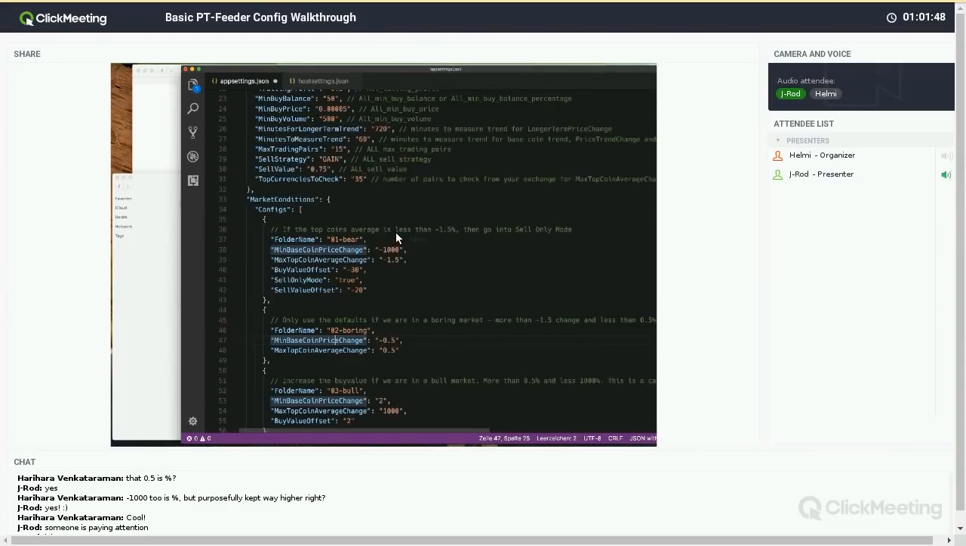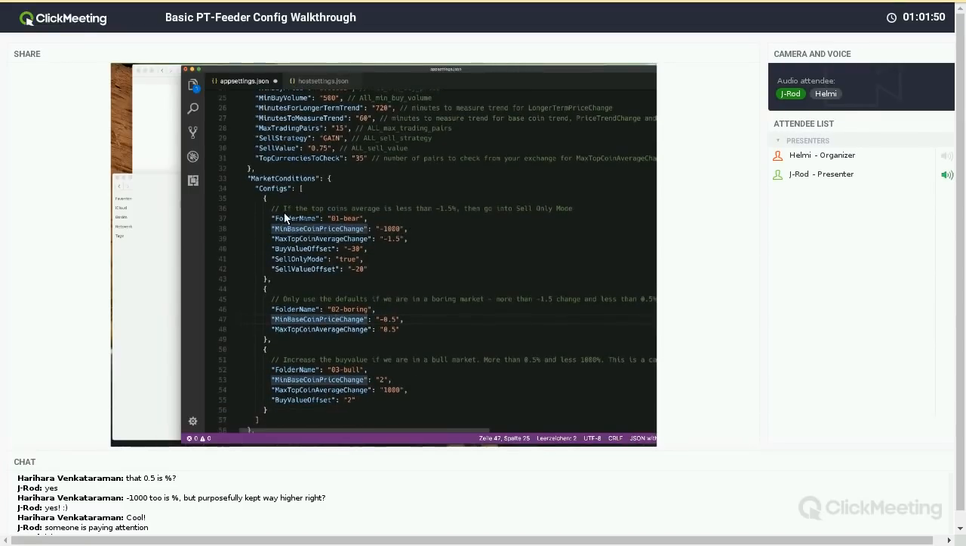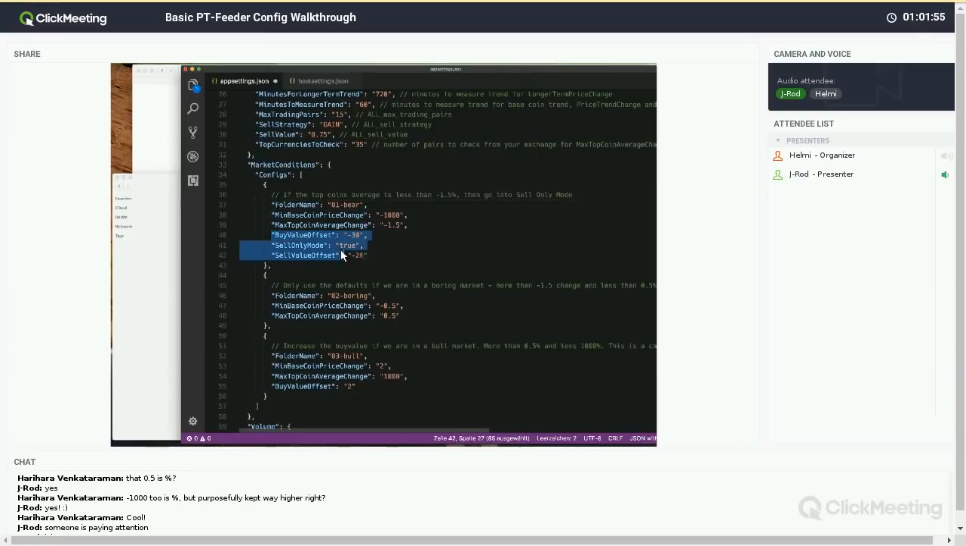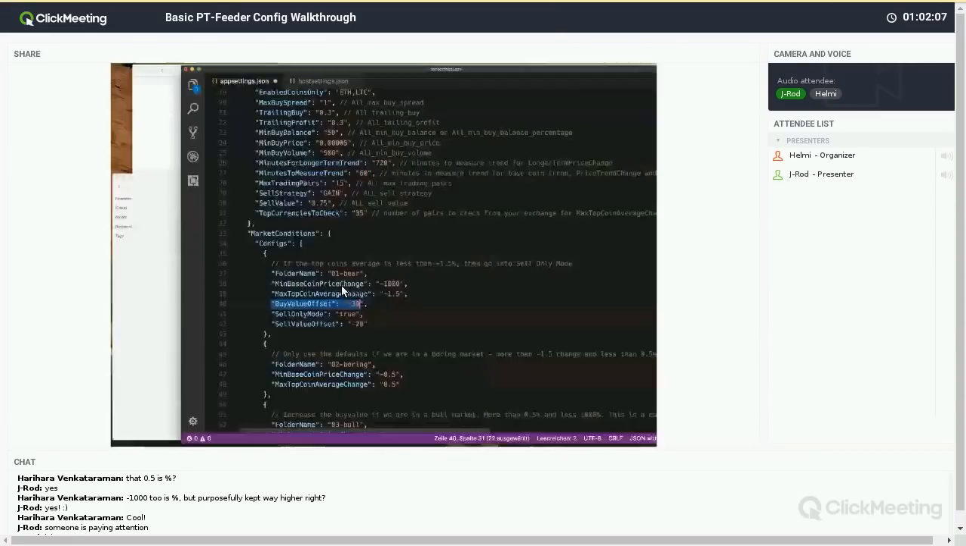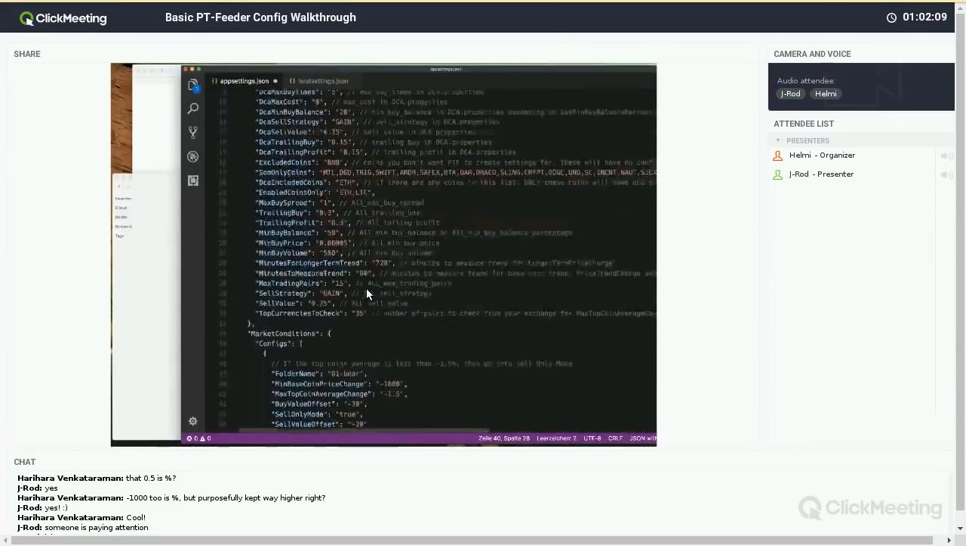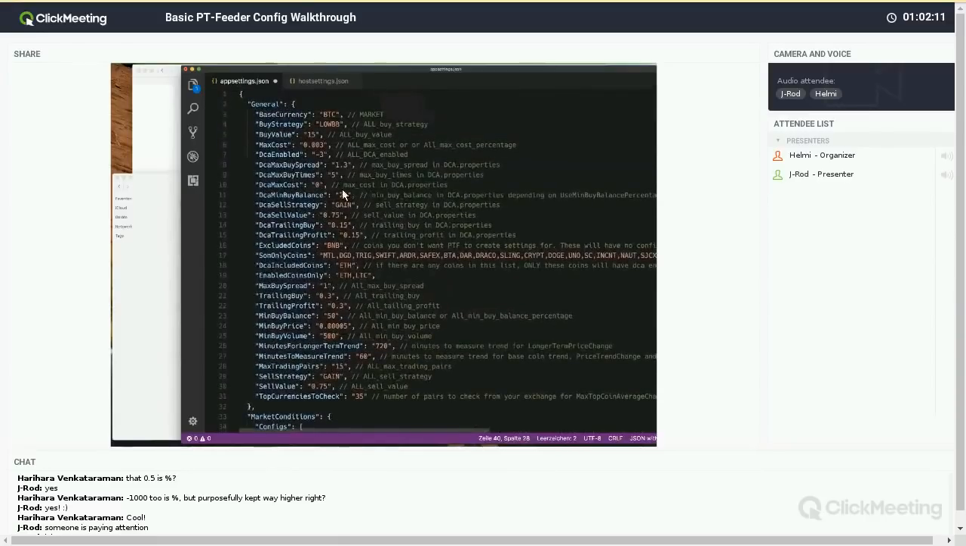So now you have your market condition selected, and what's happening now is that everything that is set in here gets added on top of what you set in the general section. So let's just use this example from the default config. Minus 30 means 30% of the absolute value of the buy value. So in this case, it's 15.